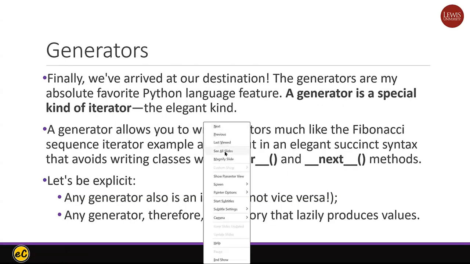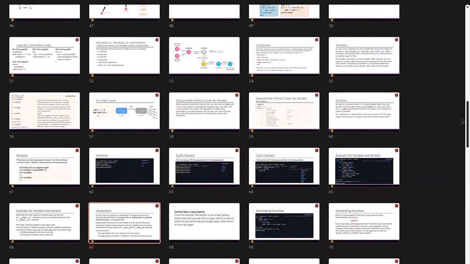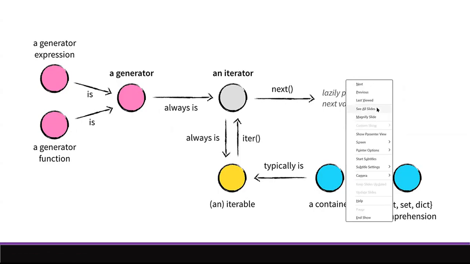Okay, generator, let's go back. A generator is an iterator, which we talked about. And generators come in two kinds: generator expression and generator function. So it can be an expression, or it can be a function.